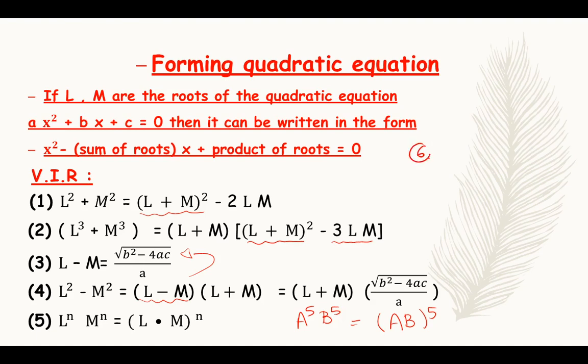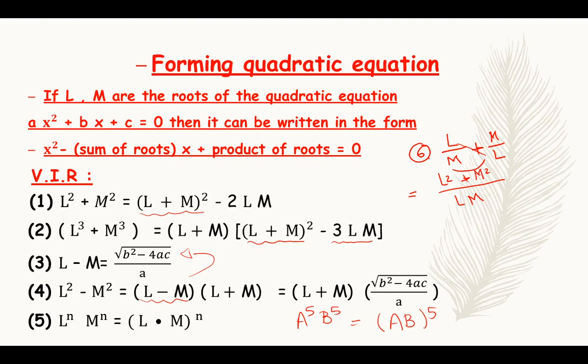Number 6, L over M plus M over L. How can we add L over M plus M over L? This equals, first we are going to multiply the denominators, so it will be LM, and we are going to cross multiply. L times L equals L power of 2, M times M equals M power of 2. And here you have L power of 2 plus M power of 2.